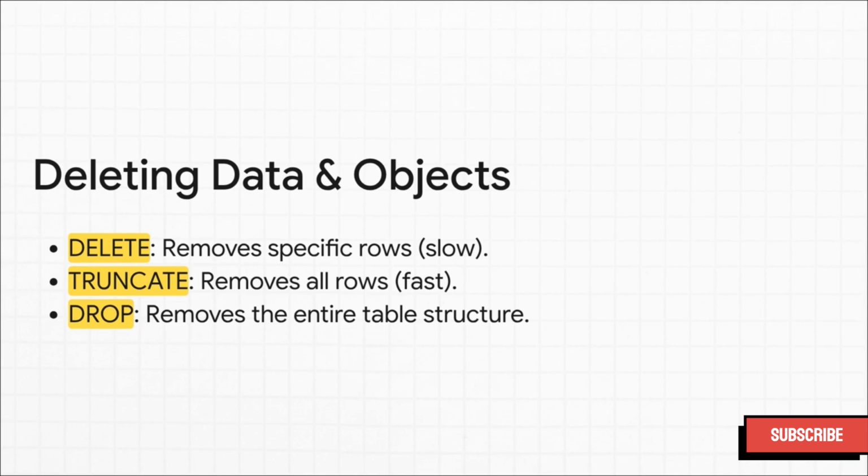These three commands, they all remove stuff, but man, their impact could not be more different. Think of DELETE as surgical removal. You're taking out specific rows. TRUNCATE is the big red reset button that empties the entire table fast. And DROP is the nuclear option. It doesn't just empty the table, it wipes the table itself from existence. So use that one with caution.